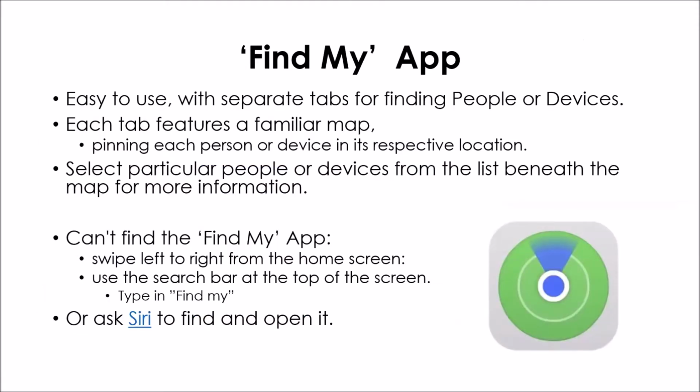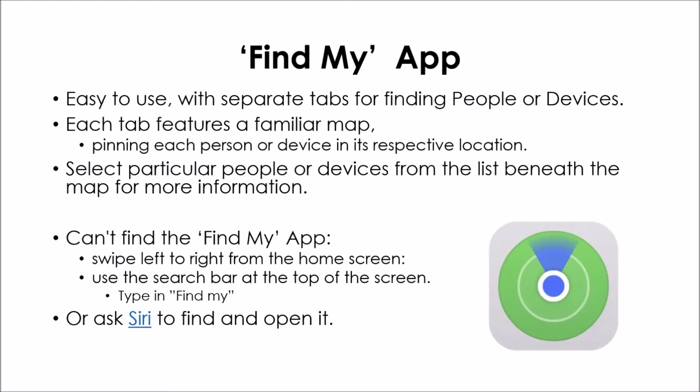And the Find My app has this brand new icon. Each tab features a familiar app so that you can see in relationship to where you are, where the friend or device is. And of course, you can select particular people or devices to look for.